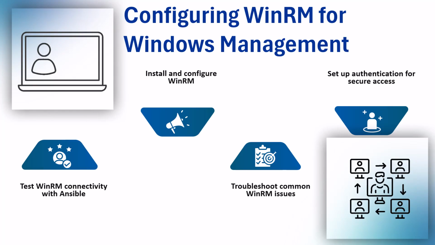WinRM sounds like a secret mission, but it's just a way for Ansible to talk to Windows. First, we install and configure WinRM so Ansible can communicate securely. Next, setting up authentication ensures no one sneaks in uninvited. Then, we test the connectivity, because nothing's worse than automation that doesn't automate. And of course, troubleshooting is part of the game. If something breaks, we fix it.